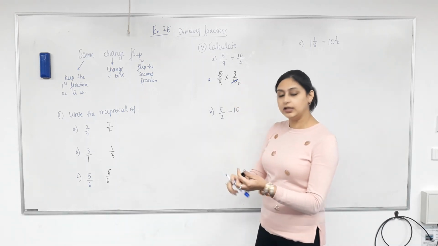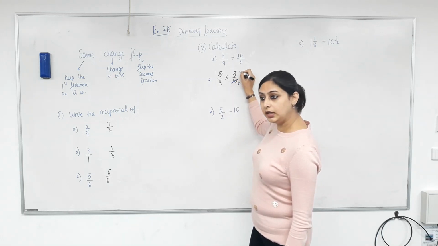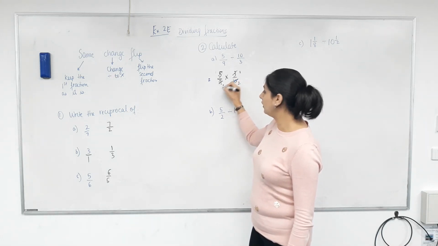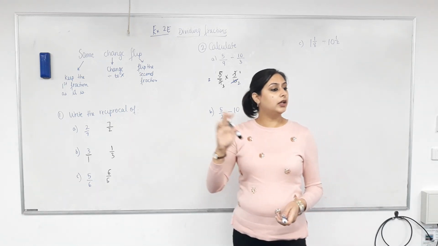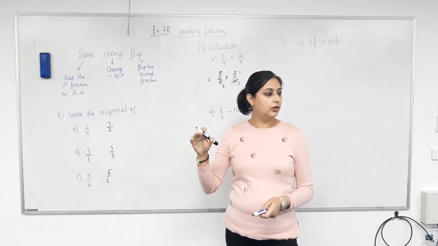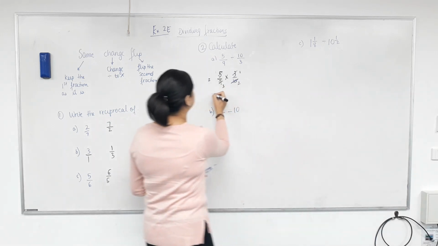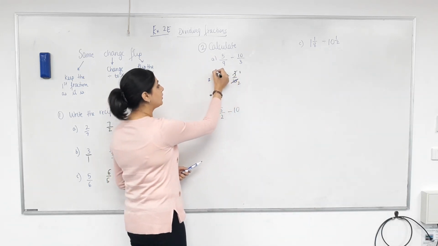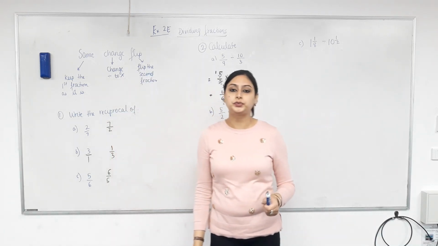Now, 3 and 9, can they be divided by 3? Yes. 3 divided by 3 is 1. 9 divided by 3 is 3. Have we cancelled everything we could? Yes. We multiply the tops, we multiply the bottoms. Great. 1 times 1 is 1. 3 times 2 is 6. That's it, we've done division.